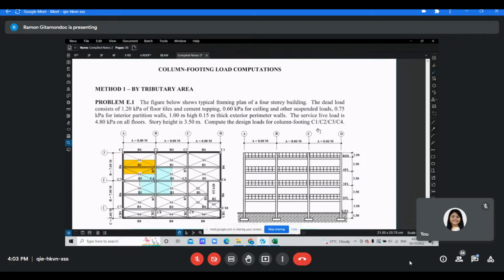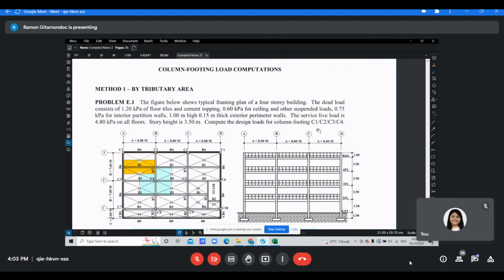So in the previous discussion, we covered the design of the different types of footings, starting with square footing, rectangular footing, and footing subjected to axial plus bending in one direction. What we did there was just assume the column loads. So we assumed that the column load is already known. But in actual practice, we need to compute the column loads. So in this topic, we will be introduced to how to estimate or compute the column loads that will be transmitted to the footing.